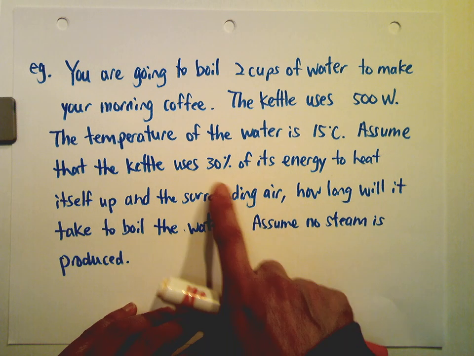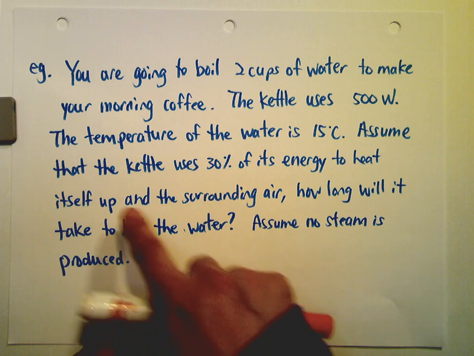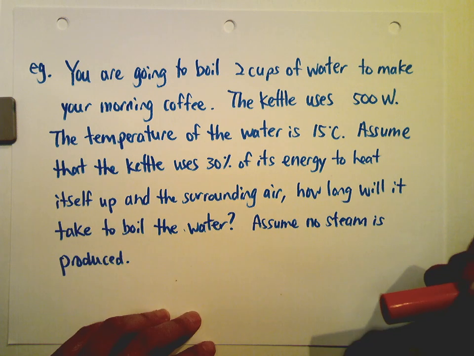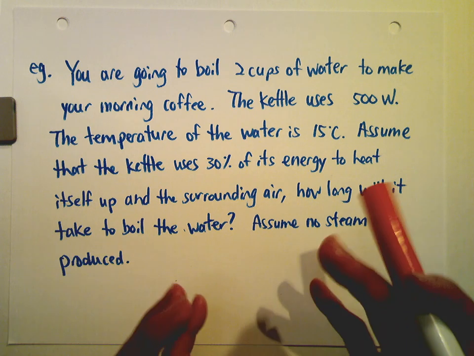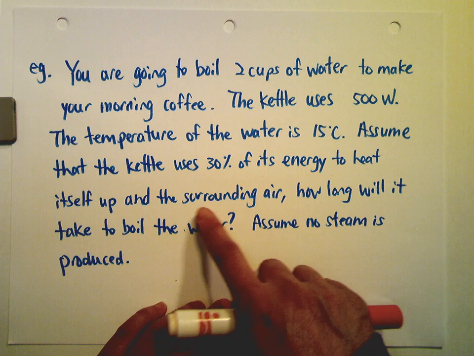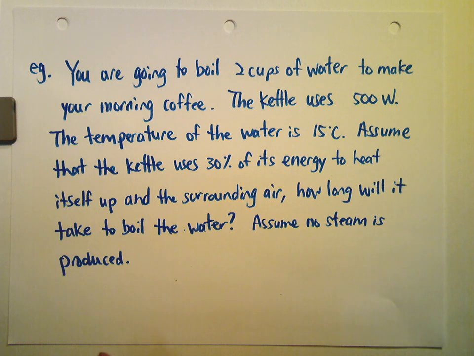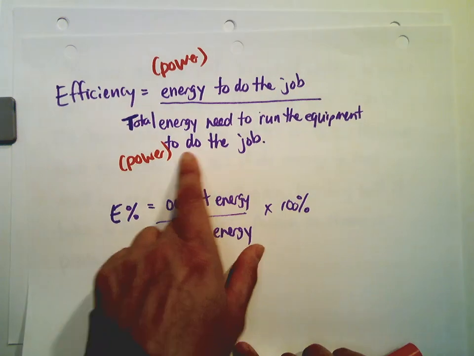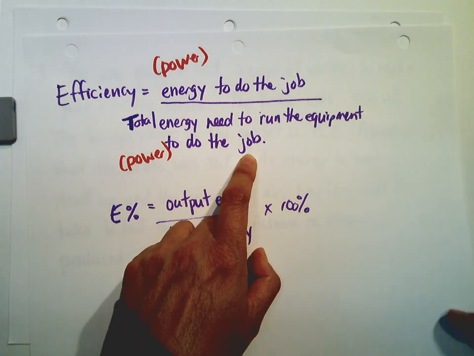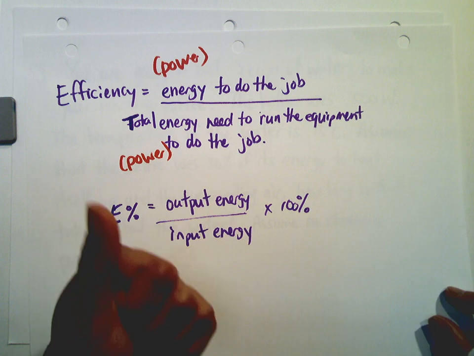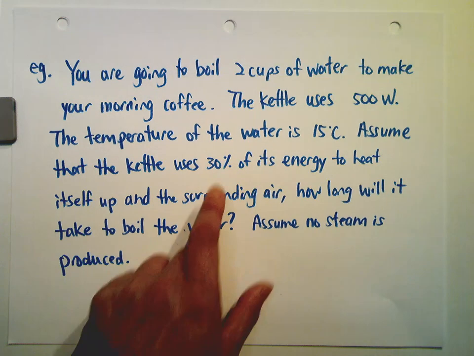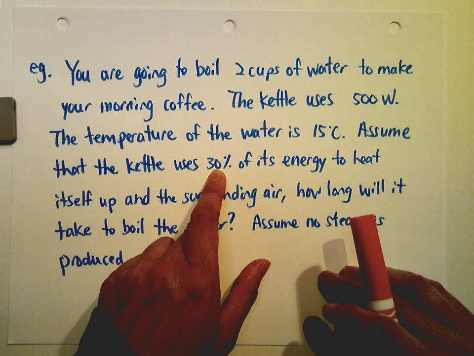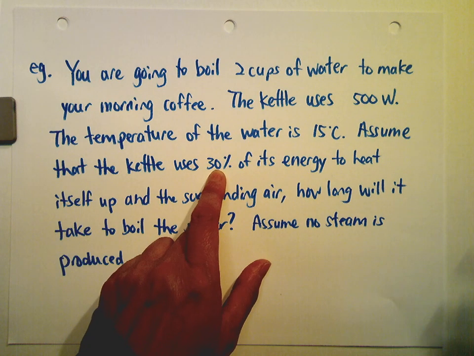Now, notice 30% of the energy is used to heat itself up. So when you use the kettle, you're not only warming up the water, you're warming up the kettle. The kettle is warm to the touch, right? And then, of course, the air around it is also warm. So that's what I mean by total energy to run the equipment. What other things is the kettle warming up besides itself and the air, and the energy to do the job, which is to boil your water? So 30% of that is used to heat things other than water.